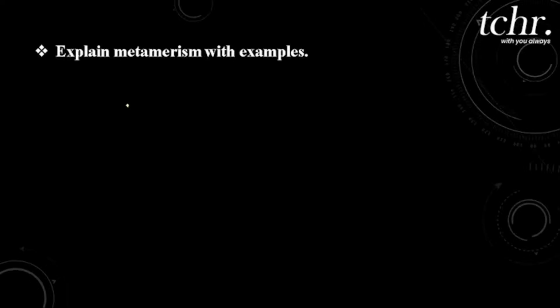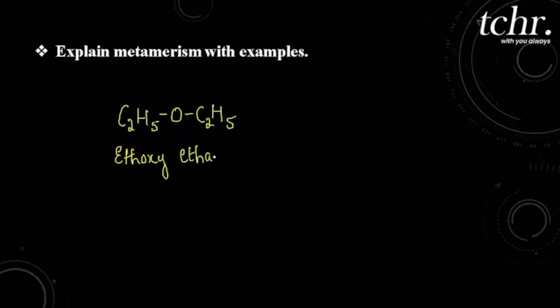Let me explain with an example. For example, if I write a compound, this is the functional group ether, C2H5, O, C2H5. So oxygen is between the two alkyl groups. We call it the ether functional group, and we name this compound as ethoxyethane. Now if this is ethoxyethane, students, now see the next example that I am going to write.